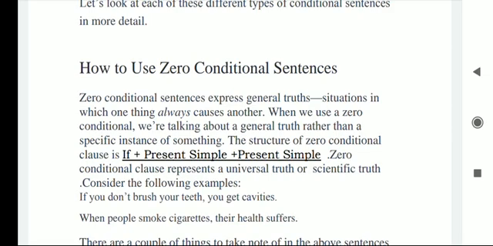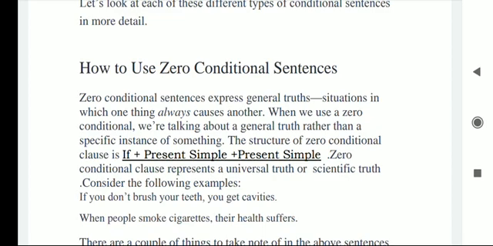Zero conditional sentences express general truths, situations in which one thing always causes another, right? When we use a zero conditional, we are talking about a general truth rather than a specific instance of something.